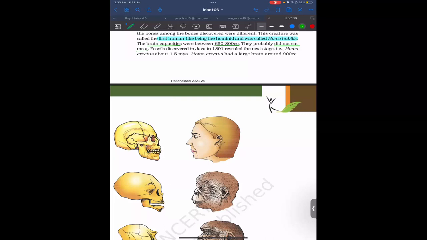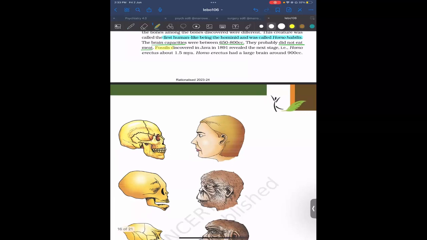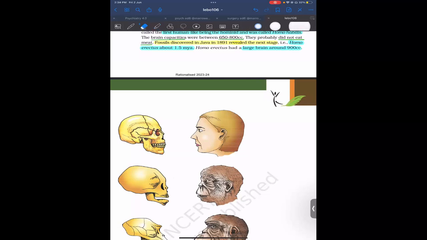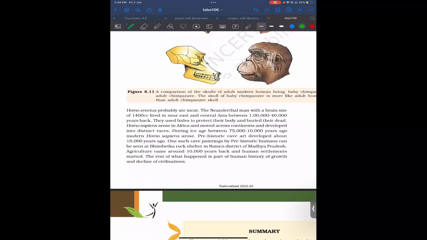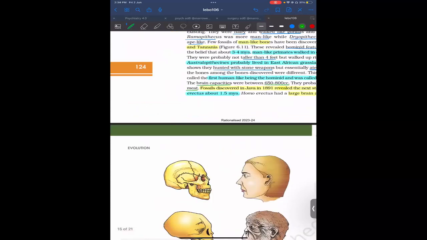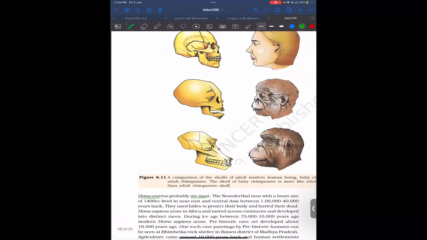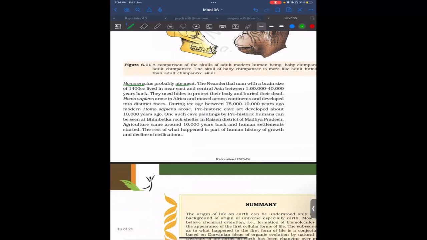Now the fossils were discovered in Java in 1891. This revealed the next one, that is Homo erectus. Around 1.5 million years back, Homo erectus was large, with a large brain of around 900 cc. Now, Homo erectus probably ate meat. What did Australopithecus, whom we found earlier, eat? They ate fruit, but slowly they evolved and started eating meat.